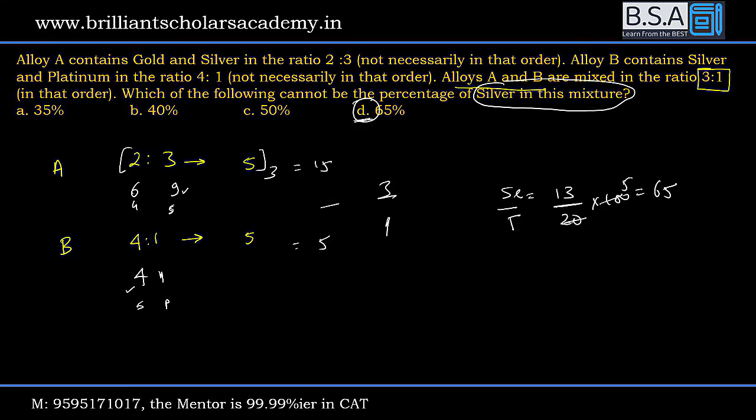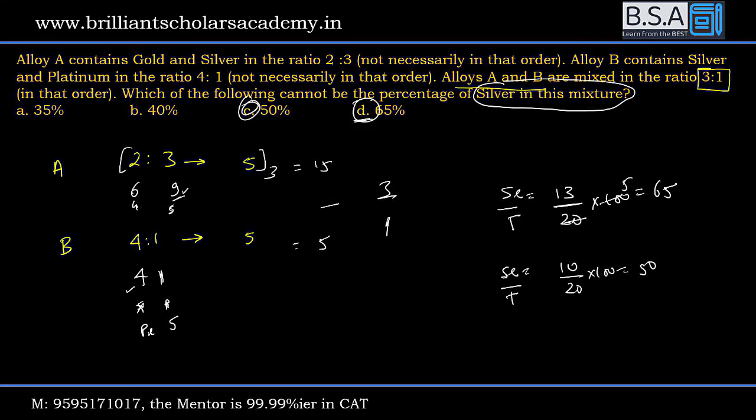अब मैंने ना इसकी जगह पे I took this as silver and this as platinum. So can I say silver becomes 9 and silver becomes 1? So silver becomes 10 out of total 20. So silver can be 50%. अभी मैंने क्या किया? सिल्वर को 9 फिक्स करके I checked two possibilities.